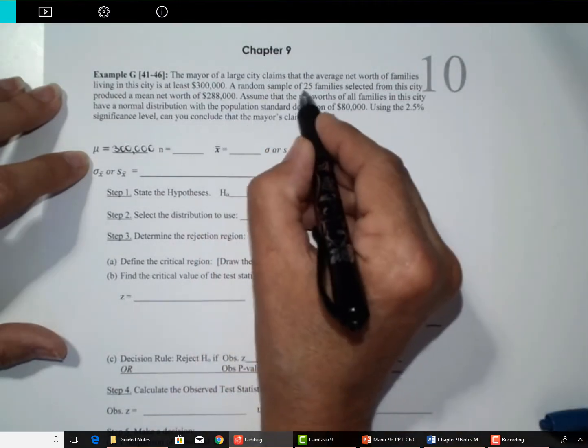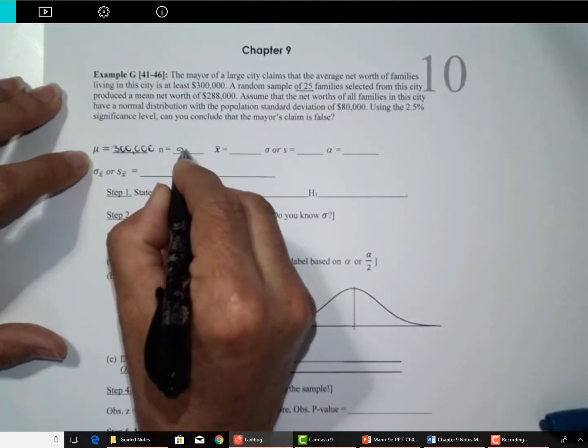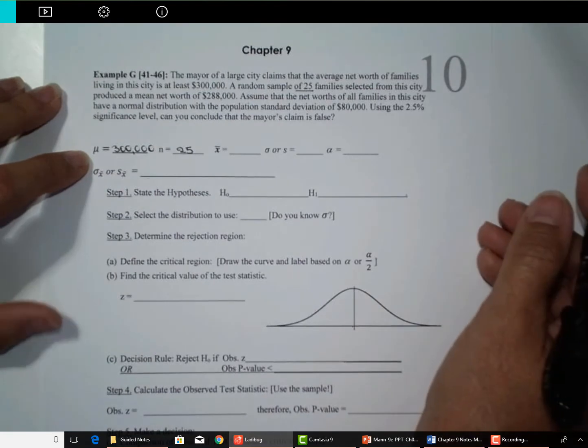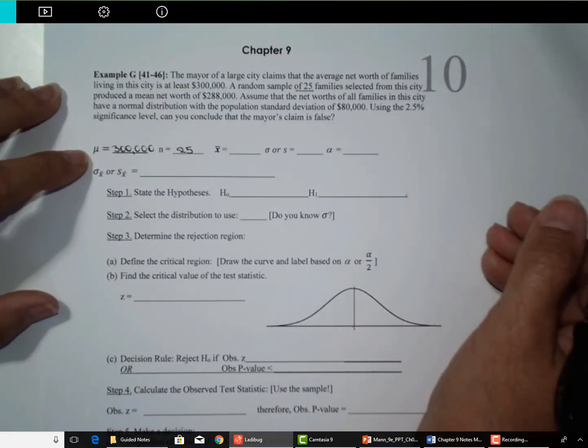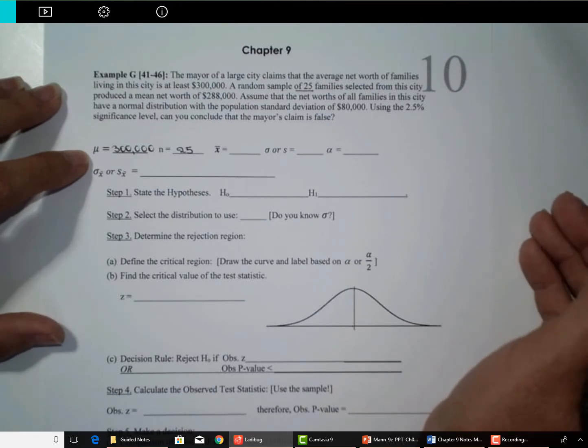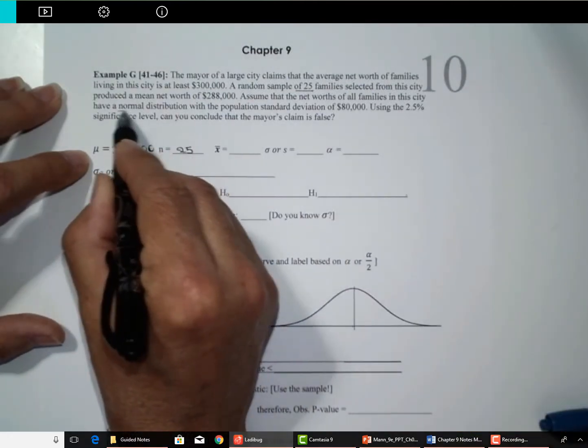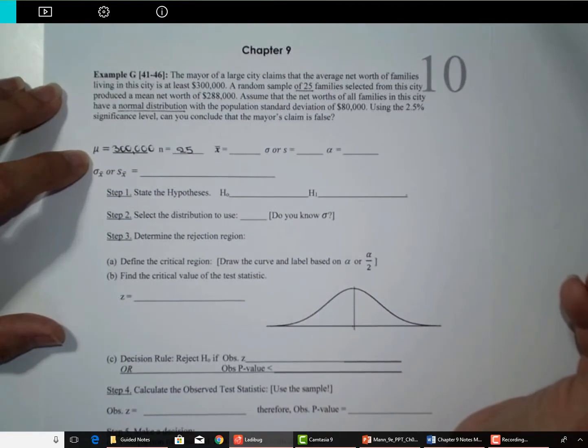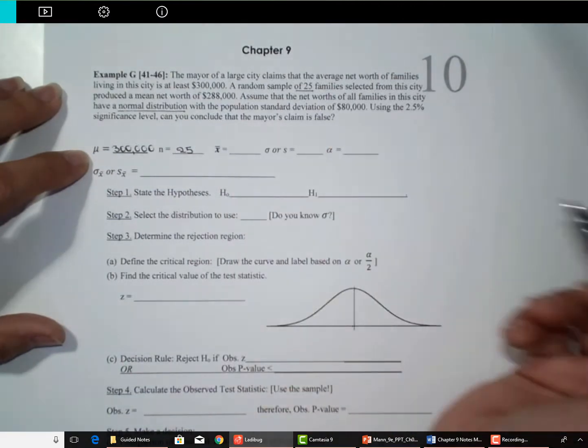There was a sample of families taken. There were only 25. Now remember, if we don't have a sample size of at least 30, we have to have a normal distribution before we can use our z-table, but that's why they told us this about a normal distribution, so we're okay even with a small sample size.